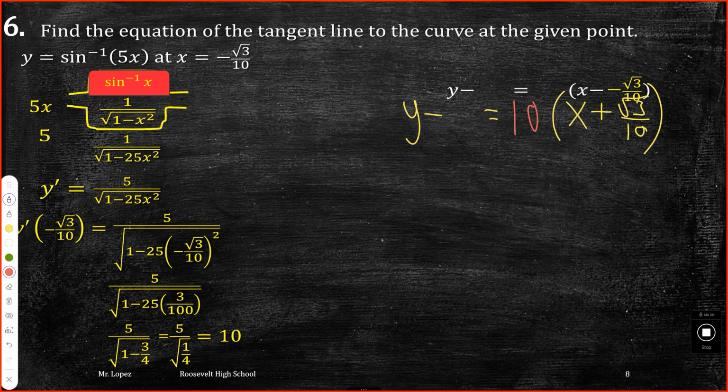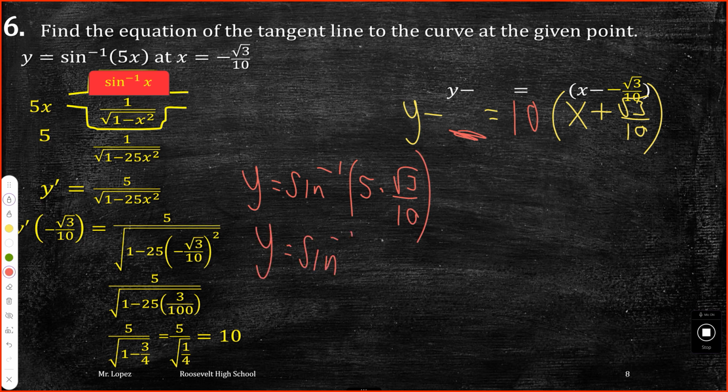All right. So now, how do we find the y? The y part here. Plug it into this here, no? So y is going to equal sine inverse of 5 times x, where x is root 3 over 10. So then y is going to equal sine inverse of root 3 over 2.